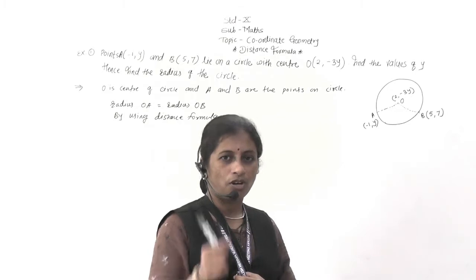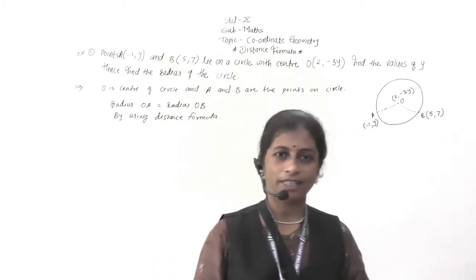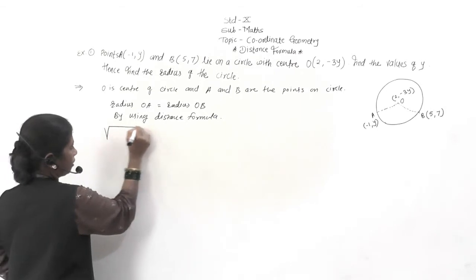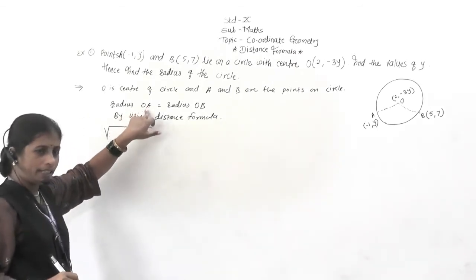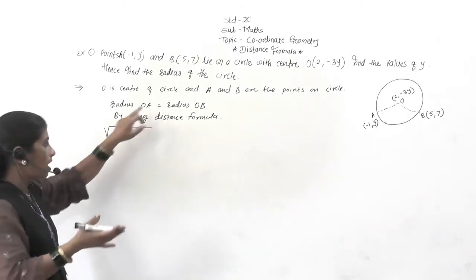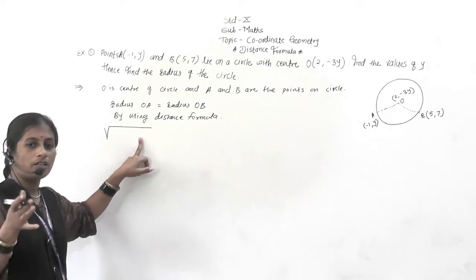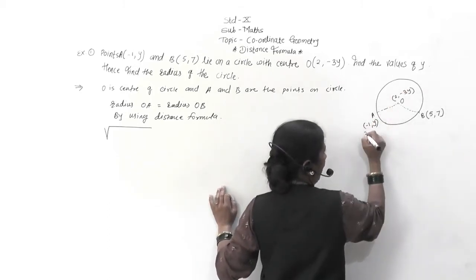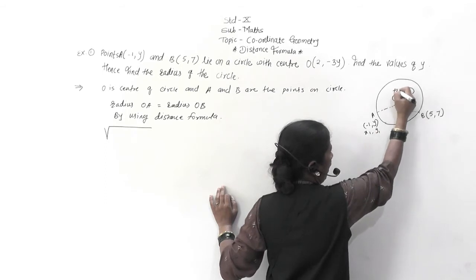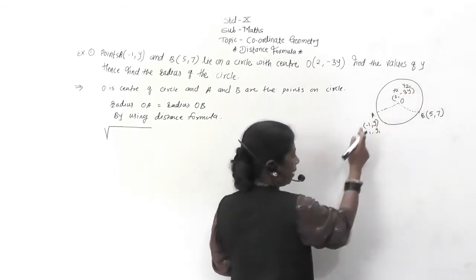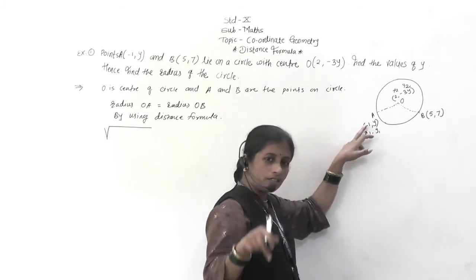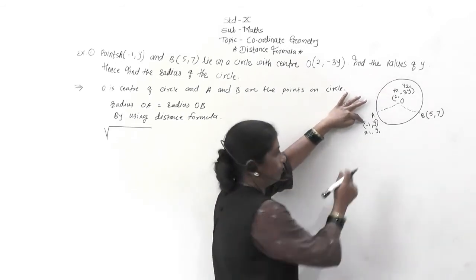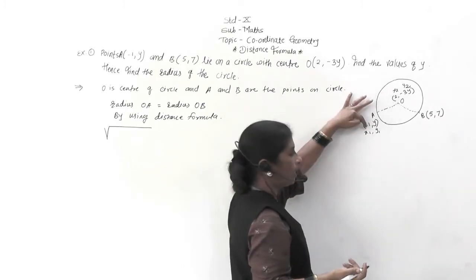What is the distance formula? Under the root sign, (x2 minus x1) bracket square plus (y2 minus y1) bracket square. So here we will use it for OA. Everyone knows the distance formula. For these OA distances, we will take this as x1, y1 and this as x2, y2. So x2 minus x1, where x1 is negative, so 2 minus of minus 1, minus minus will be plus, so 2 plus 1, correct?